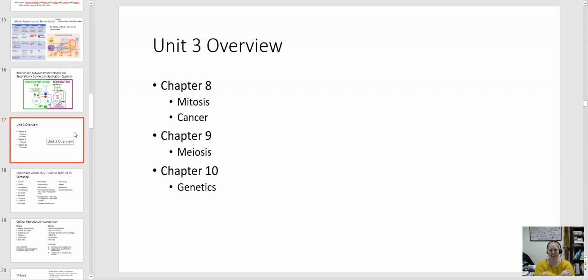So, Unit 3, this is cellular reproduction. So this is mitosis, meiosis, and genetics, as well as talking about things like cancer and non-disjunction. Do remember this was a very vocab-heavy unit. You will be asked to recognize those vocabulary words. You will be asked to match those vocabulary words. You will be asked to utilize those vocabulary words.